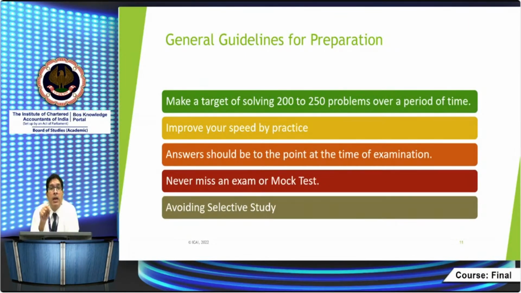Even sometimes you get an easier question from that particular topic. Therefore, don't try to do selective study. Do full study. Each and every line, even every word of the study material is very important.